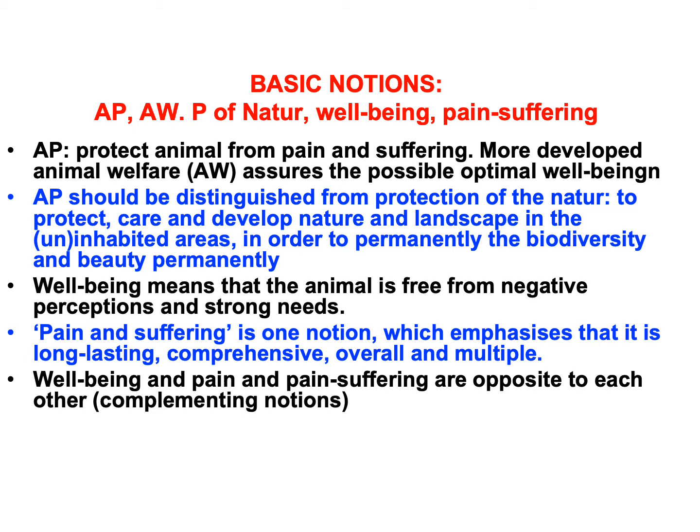Well-being means that the animal is free from negative perceptions and strong needs. See the five freedoms. Pain and suffering is one notion which emphasizes that it is long-lasting, comprehensive, overall and multiple. And well-being and pain and suffering are opposite to each other. They are so-called complementing notions.